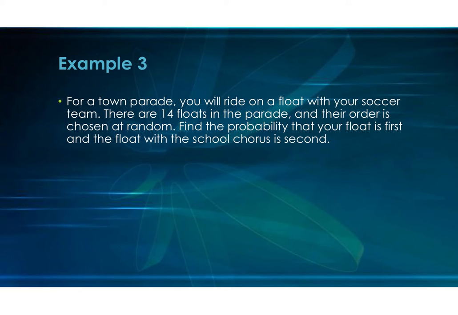For a town parade, you will ride on a float with your soccer team. There are 14 floats in the parade, and their order is chosen at random. Find the probability that your float is first, and the float with the school chorus is second, okay? This one is a probability question, okay?